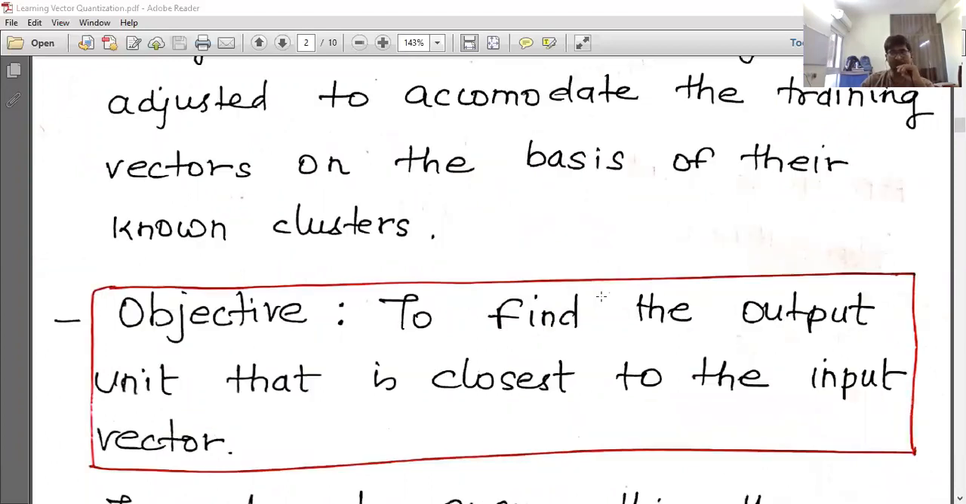So the overall objective of this LVQ is to find the output unit that is closest to the input vector. If you remember, this was the same objective we used to define for the Kohonen network also, right? So the objective remains the same. The only thing that changes is the treatment, the learning algorithm, the learning type.